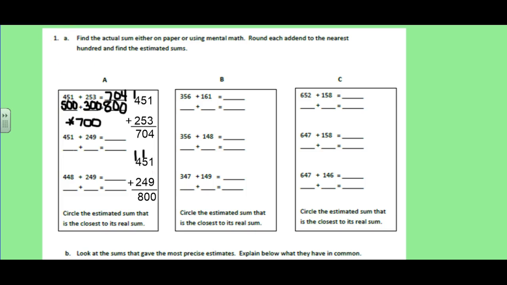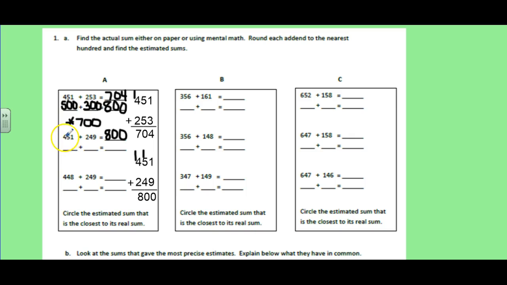Okay, so when you added 451 and 249, you should have gotten that it was equal to 800. The actual answer for this is 800. There's not really much estimating that you do with this because it's already an exact hundred. So let's see if we round these numbers to the nearest hundred, if we can also get 800.